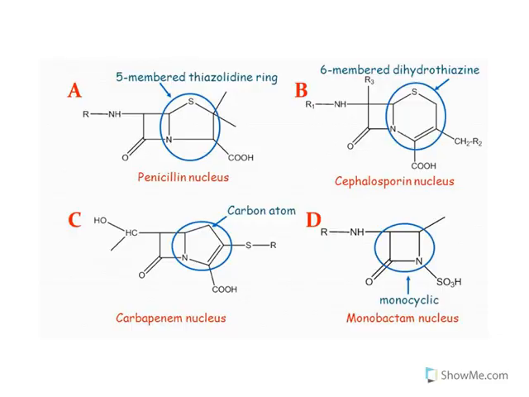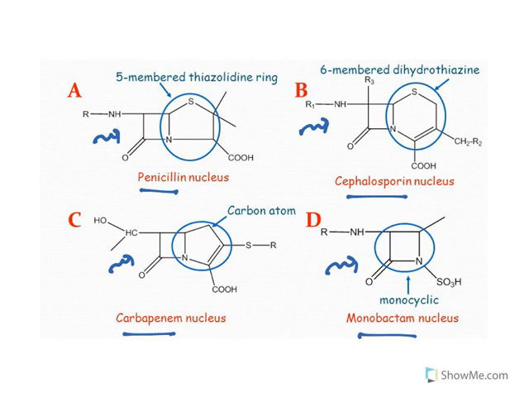Moving further, now see, we have 4 different classes of beta-lactam antibiotics. Penicillins, cephalosporins, carbapenems and monobactam. See, all of them contain this beta-lactam ring. As I told you, this is a pharmacophore. That means this ring is essential to show the activity.